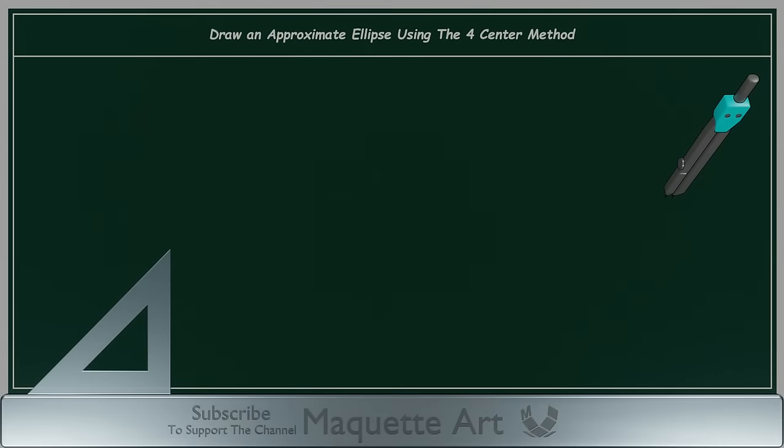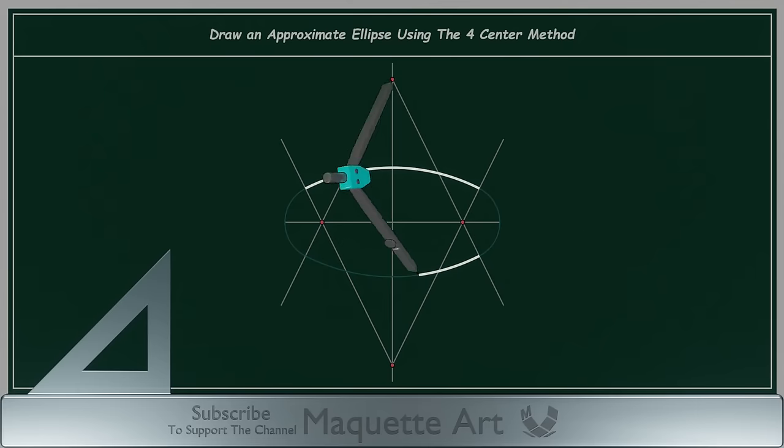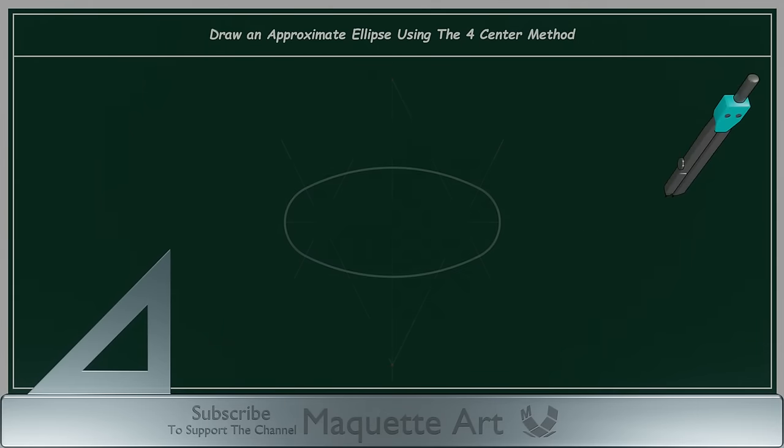In this video, I will explain how to draw an approximate ellipse using the four center method. This method uses four points as the center of the compass to draw four arcs that form the ellipse. Let's see how this is done.